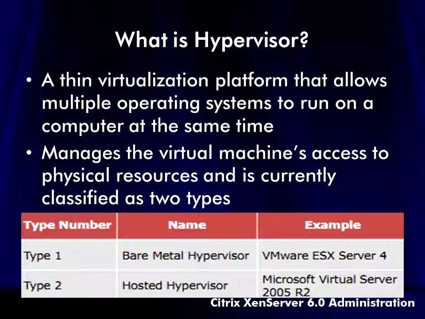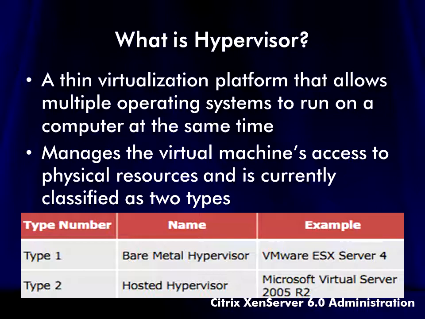A hypervisor is a thin virtualization platform that allows multiple operating systems to run on a computer at the same exact time. It manages a virtual machine's access to physical resources and is currently classified as two different types. There's a Type 1 hypervisor, which is known as a bare metal hypervisor. It installs on top of your hardware. VMware and Citrix XenServer are examples of that.